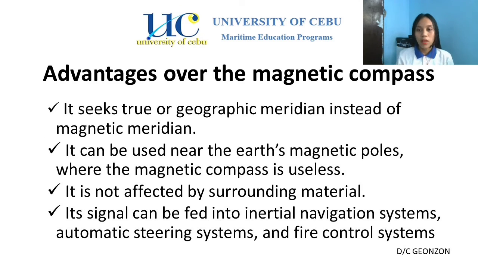Next are the advantages over the magnetic compass. First, it seeks the true or geographic meridian instead of the magnetic meridian. Next, it can be used near the Earth's magnetic poles where the magnetic compass is useless. Next, it is not affected by surrounding material. And last, its signal can be fed into the inertial navigation system, automatic steering system, and fire control system.